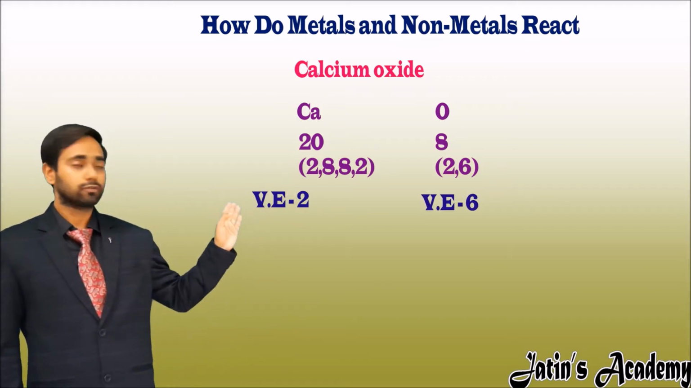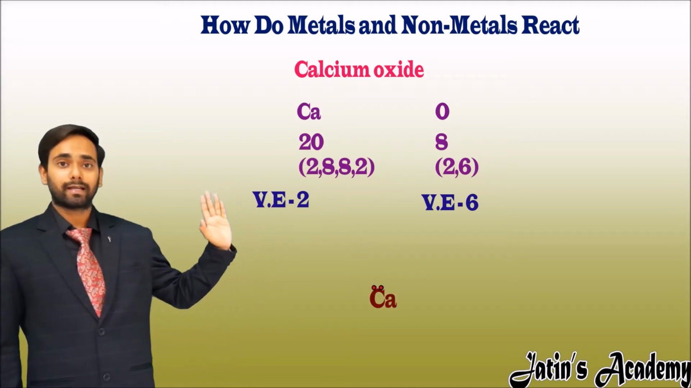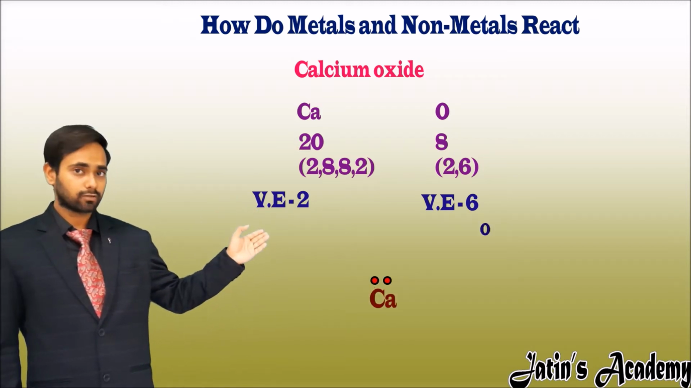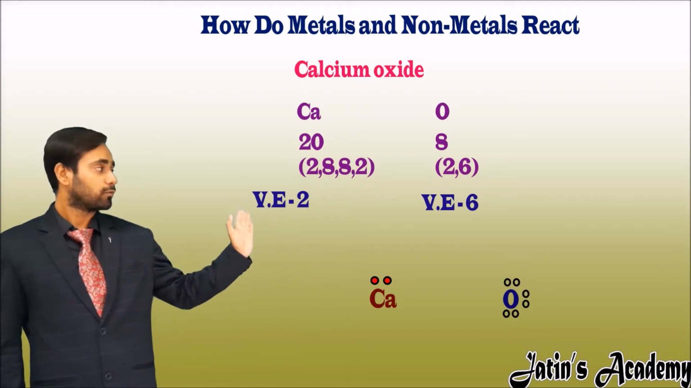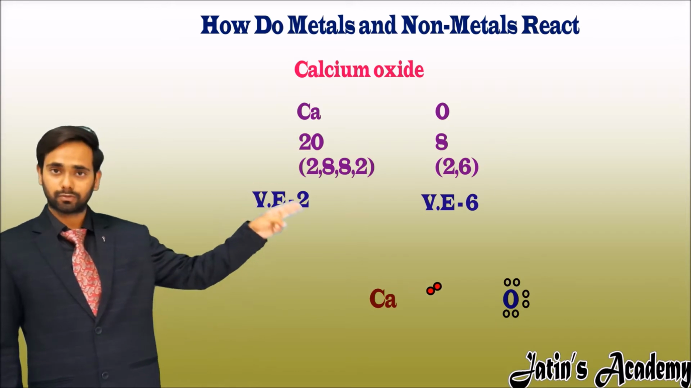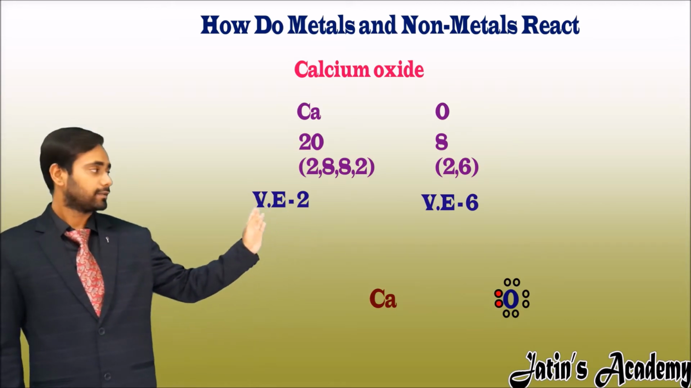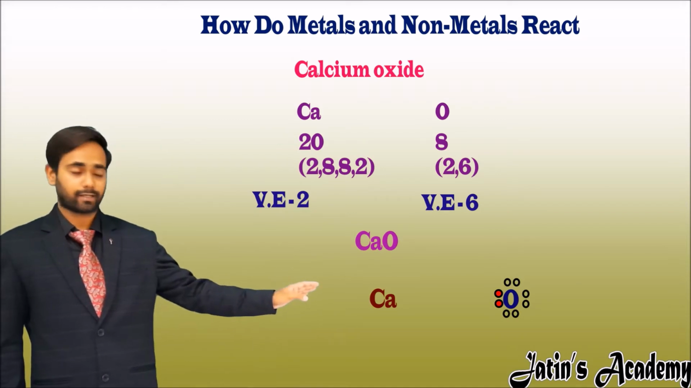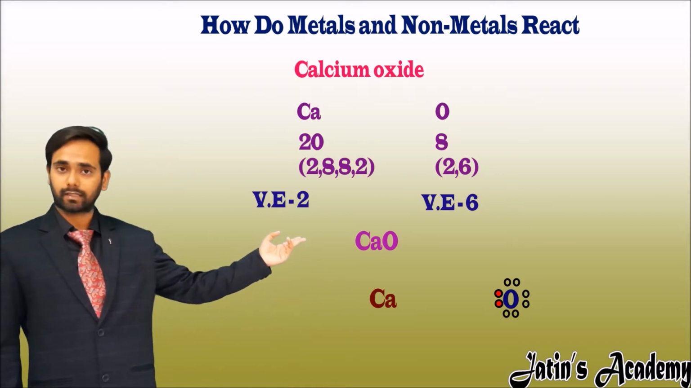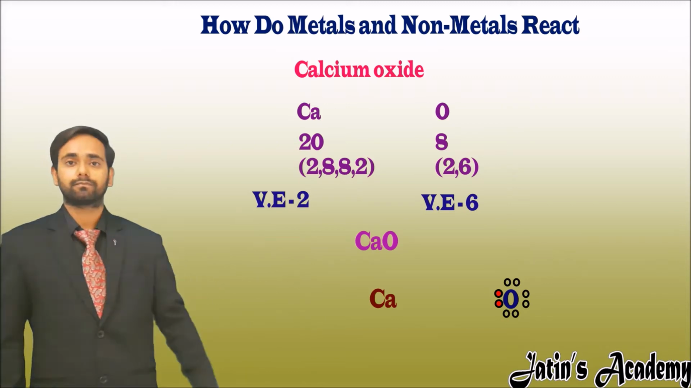So in order to complete the octet, calcium has to donate 2 electrons and oxygen has to gain 2 electrons. So both needs are fulfilled. Calcium donates both these 2 electrons to oxygen, and there is a formation of calcium oxide, that is CaO. In this reaction, only 1 oxygen atom takes part.